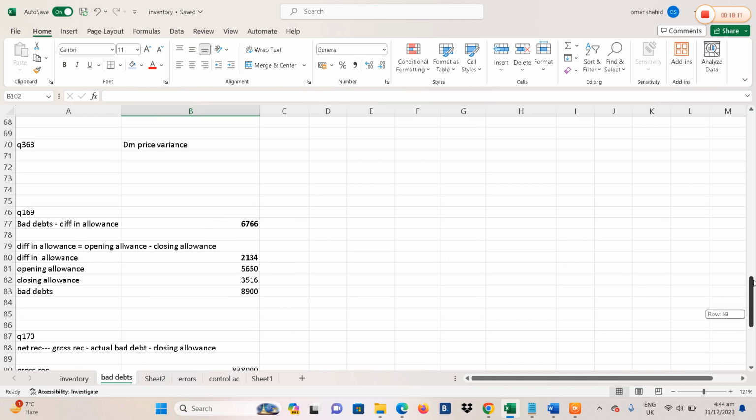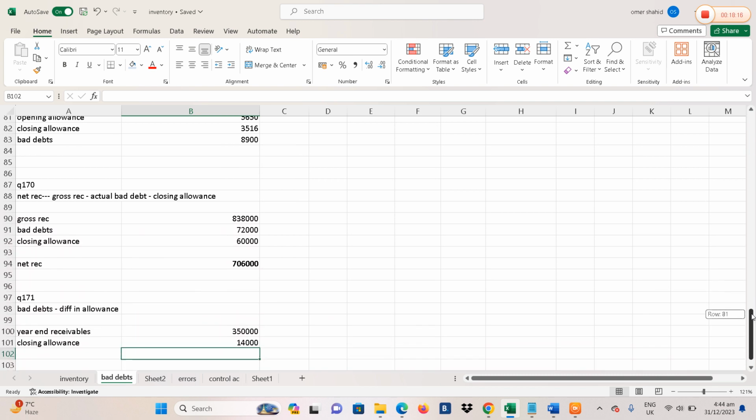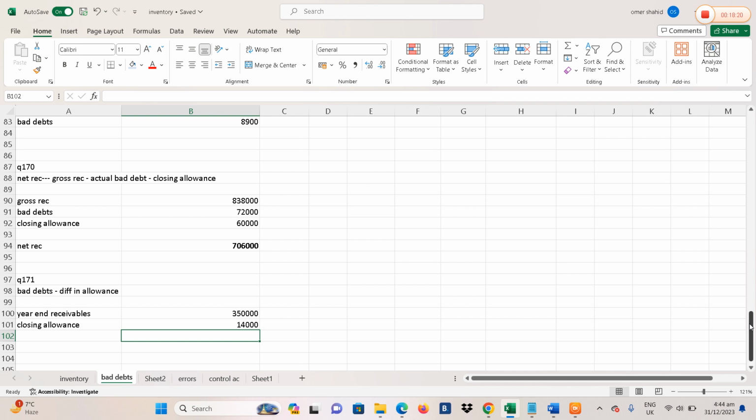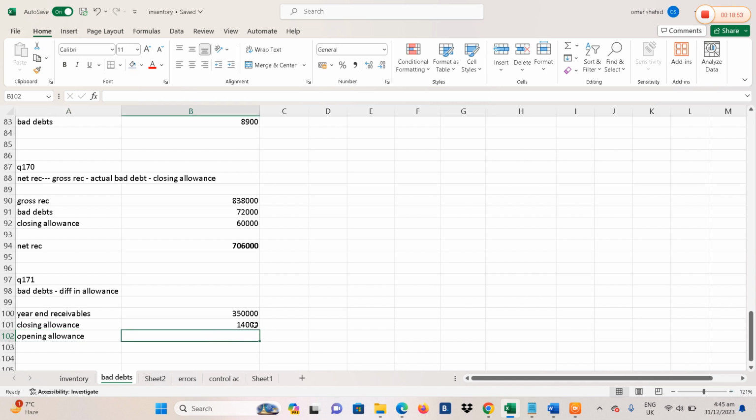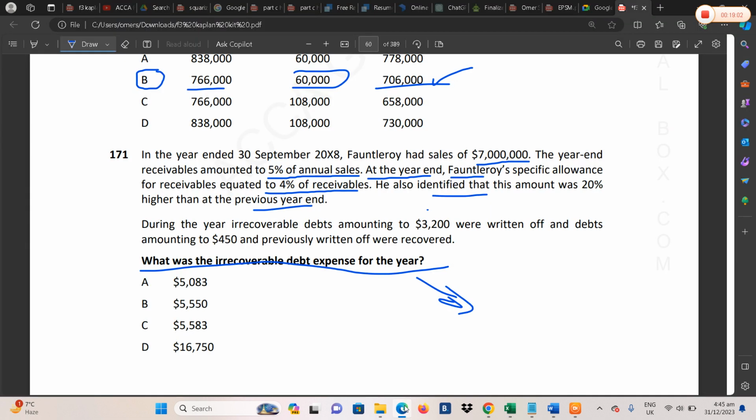As I told you in the previous questions, in question number 169, the allowance at previous year end means, for example, at December 22 the allowance was 1,000. So for January 2023, at the start of the year, the allowance is going to be 1,000. The previous year closing allowance will be the opening allowance for the next year. So our opening allowance is 20% less than this 14,000.